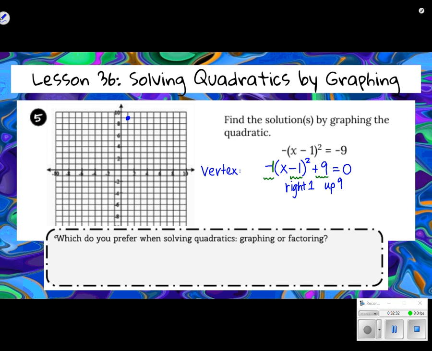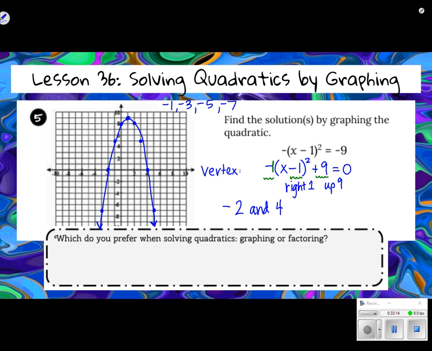My a value is 1, so my pattern of 1, 3, 5, 7 gets multiplied by negative 1, becomes negative 1, negative 3, negative 5, negative 7. So I'm going to go down 1, right 1, down 3, right 1, down 5, right 1. Ooh, I can even go down 7, right 1, and then I can mirror image that on the other side. Looking there. Ooh, did we find the zeros? There's one of them. Negative 2. Here's the other one. 4. So negative 2 and 4 are my zeros.